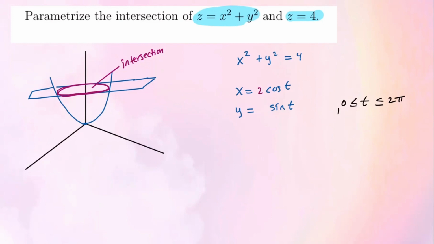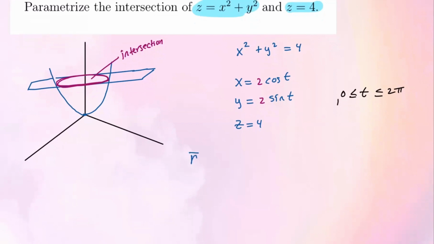So our parametrization of the curve of the intersection would be x equals 2 cosine t, y equals 2 sine t, and z is going to be just 4. So that means you can write the vector valued function r of t, which will parameterize the curve of the intersection, as 2 cosine t, 2 sine t, and z is 4. And of course, t, we're going to let it range from 0 to 2 pi.